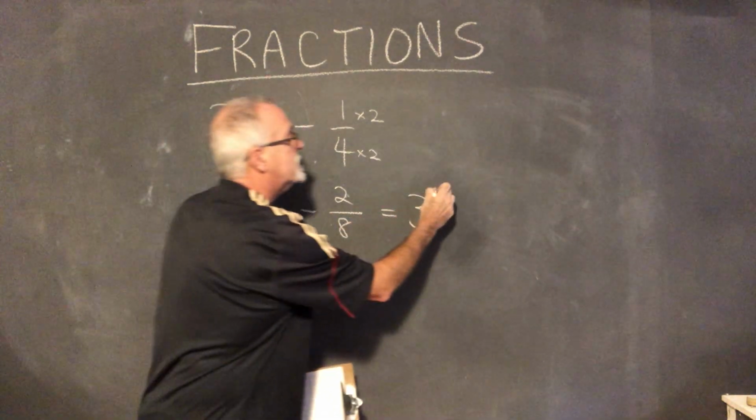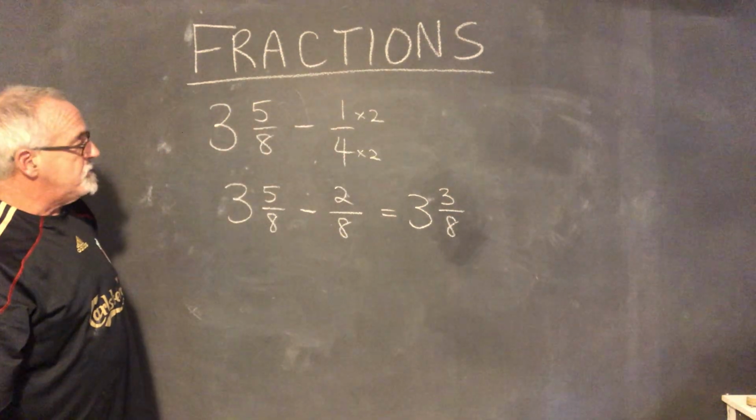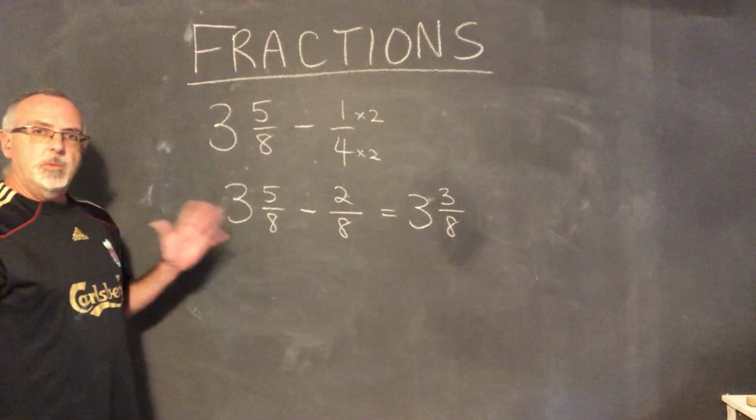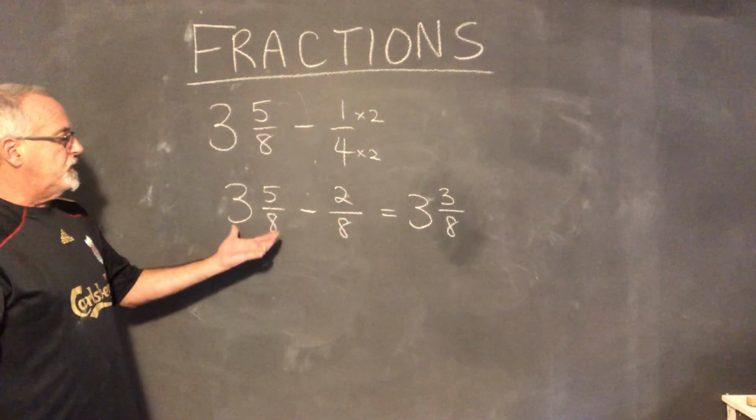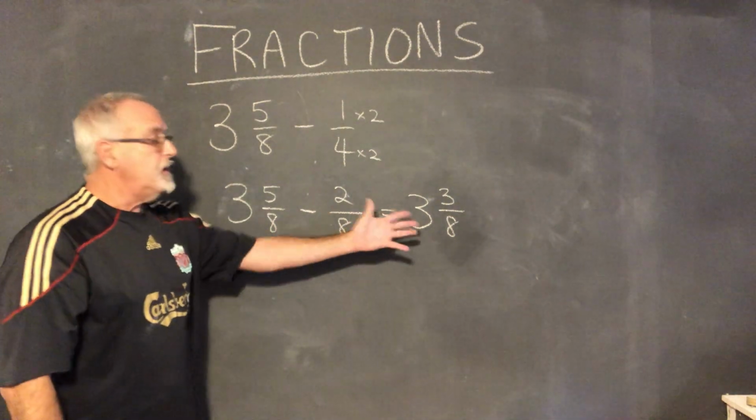5/8 minus 2/8 is 3/8. My answer is 3 and 3/8. Does it make sense? Yes, it does. So we can even do this when we have a mixture of mixed number and regular fraction. We're still able to do this.